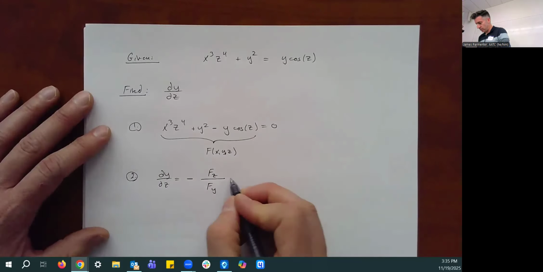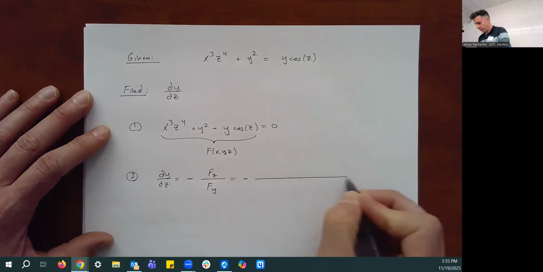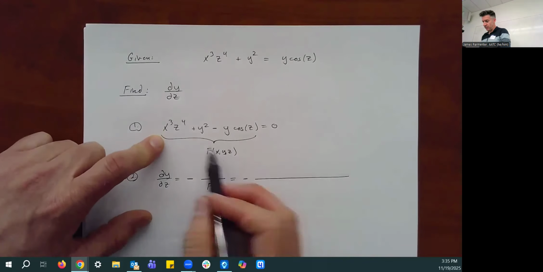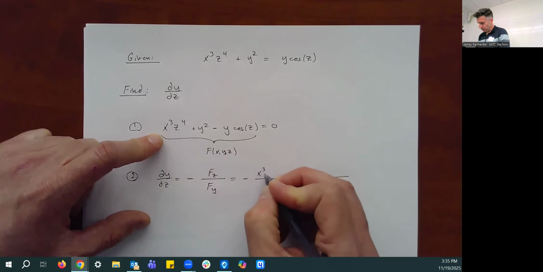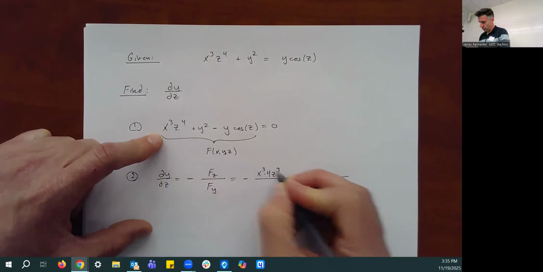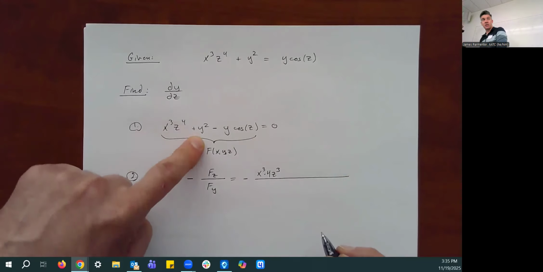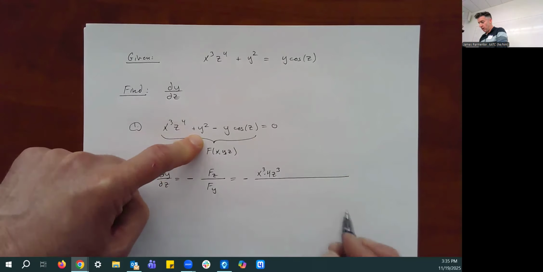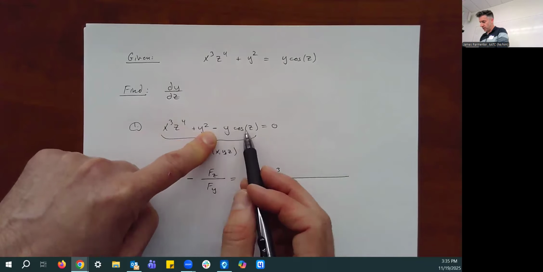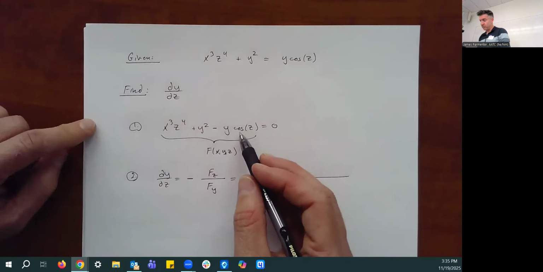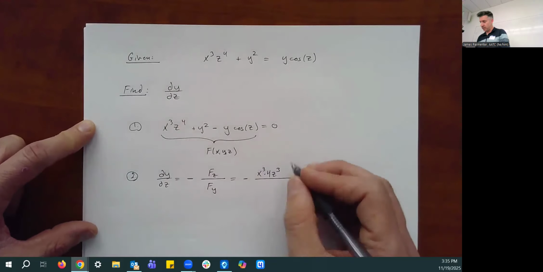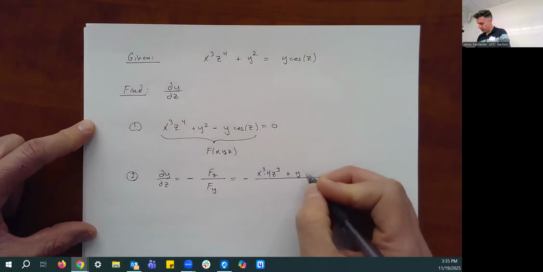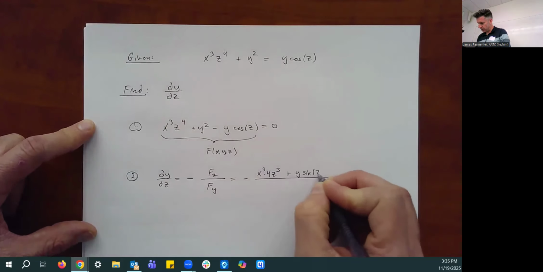And let's see what we get. We get negative, let's see, the partial of f with respect to z is going to be x cubed times 4z cubed, which I would probably write as 4x cubed z cubed. The derivative of y squared is zero as far as z is concerned. And the derivative of negative y cosine of z is negative y times the derivative of cosine of z, which is negative sine of z, so it's going to be positive y sine of z.